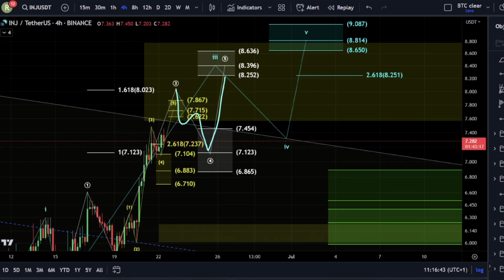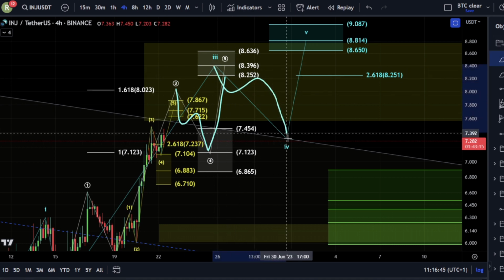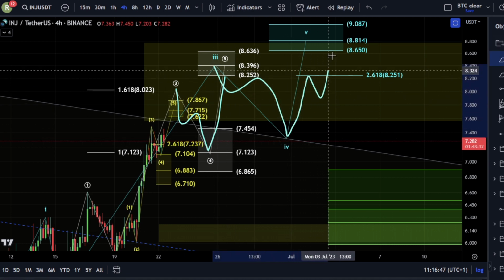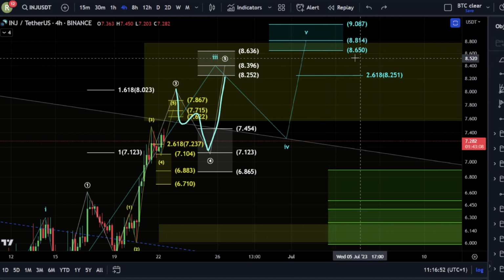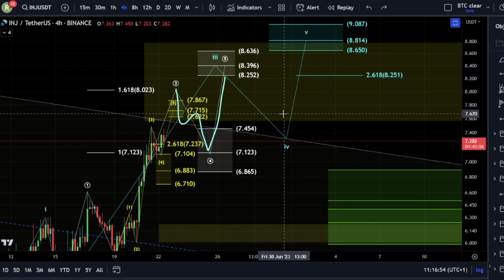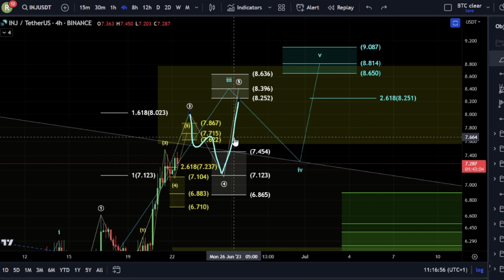Now, it would be likely that this fourth, if it does play out like this, would actually come back and retest this channel before looking for this fifth wave to the upside, which could look to push us up towards this $9.08 to this $8.65. So this is the bullish direct breakout count.